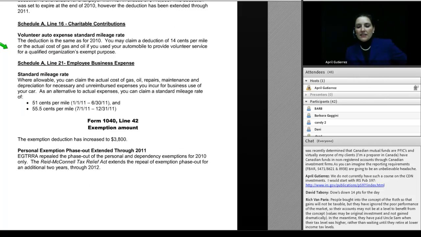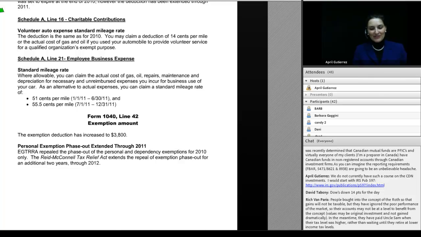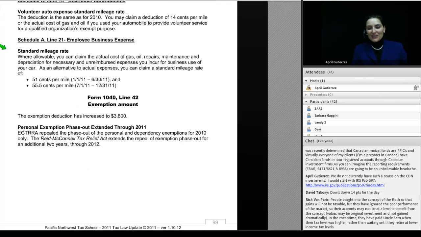Schedule A, line 16, charity. Volunteer standard mileage rate has not changed. It's still 14 cents a mile, and there's no mid-year adjustment to worry about. Schedule A, line 21, employee business expenses. The standard mileage rate that you can claim for employee business expenses, and this is the one we most commonly use because we use it on Form 2106 and also on Schedule C, is 51 cents per mile the first half of the year and 55.5 cents per mile the second half of the year.